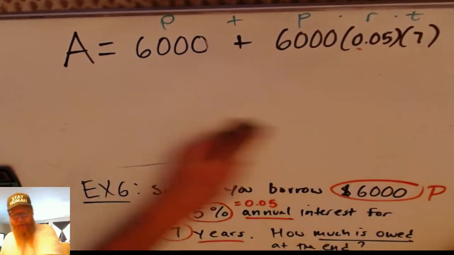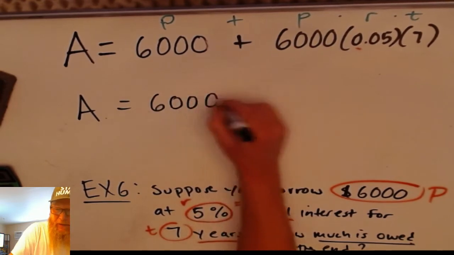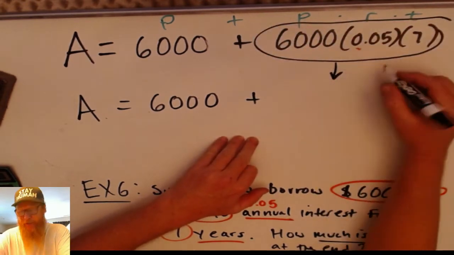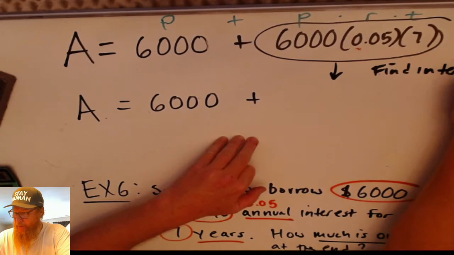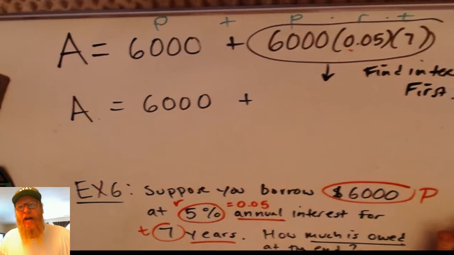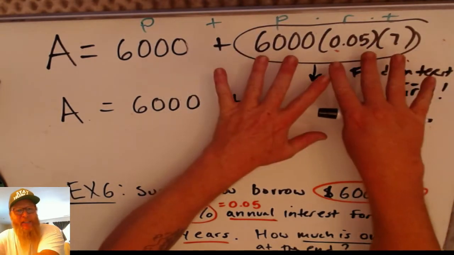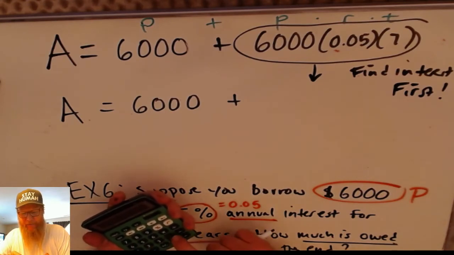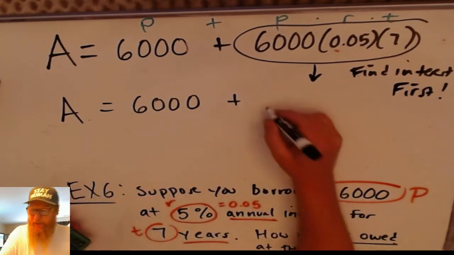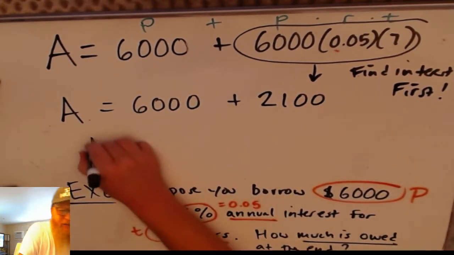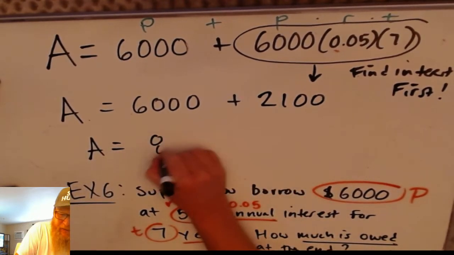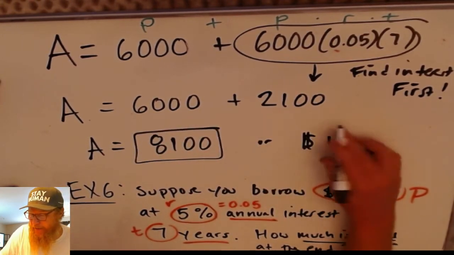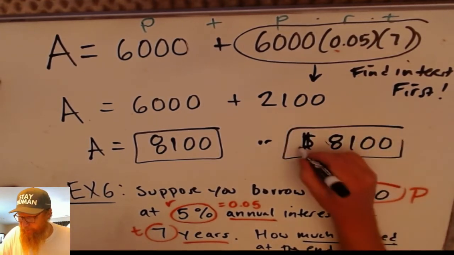It's the same formula here, so now I can erase it. Now make sure you don't add the 6,000s. Do the interest first. All right, that's your I. I'm not actually going to write the letter I, but this is I here. So we got $6,000 times 0.05 times 7 years, $2,100 in interest, plus the original $6,000, so that's $8,100, or with a dollar sign, $8,100.